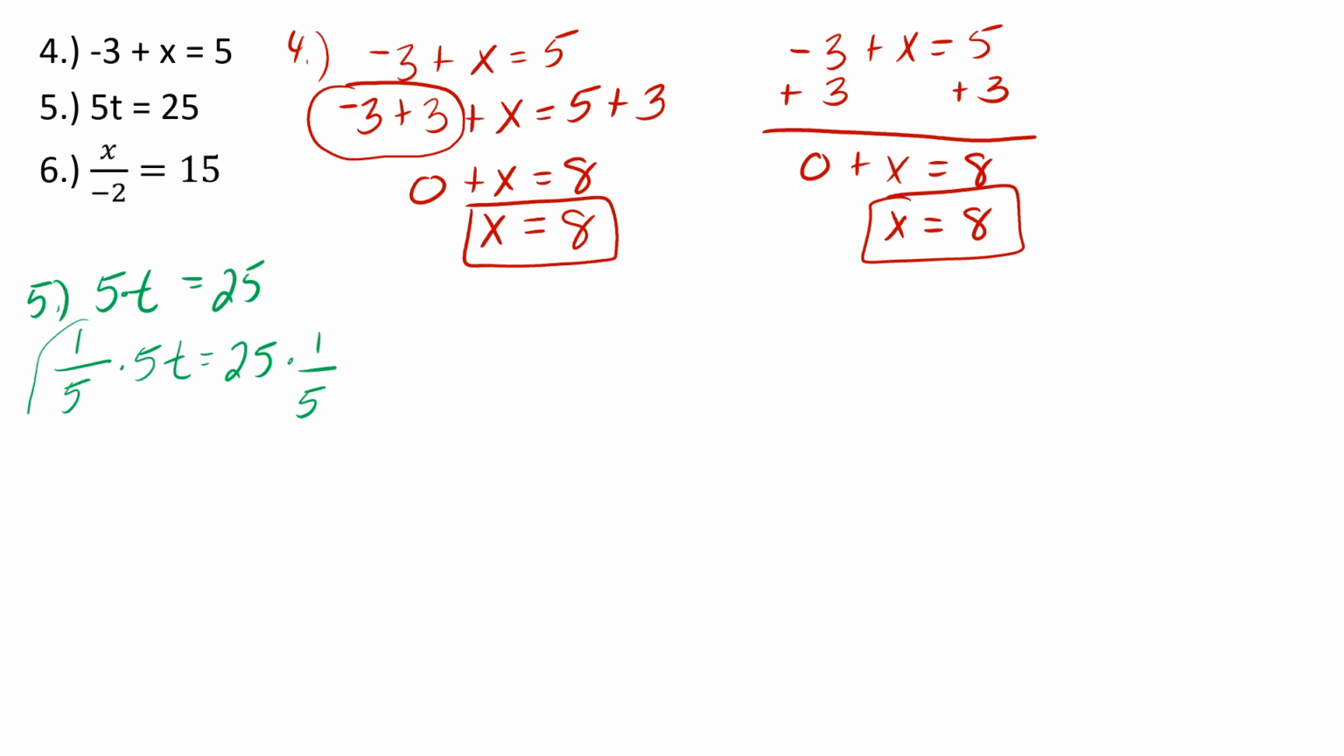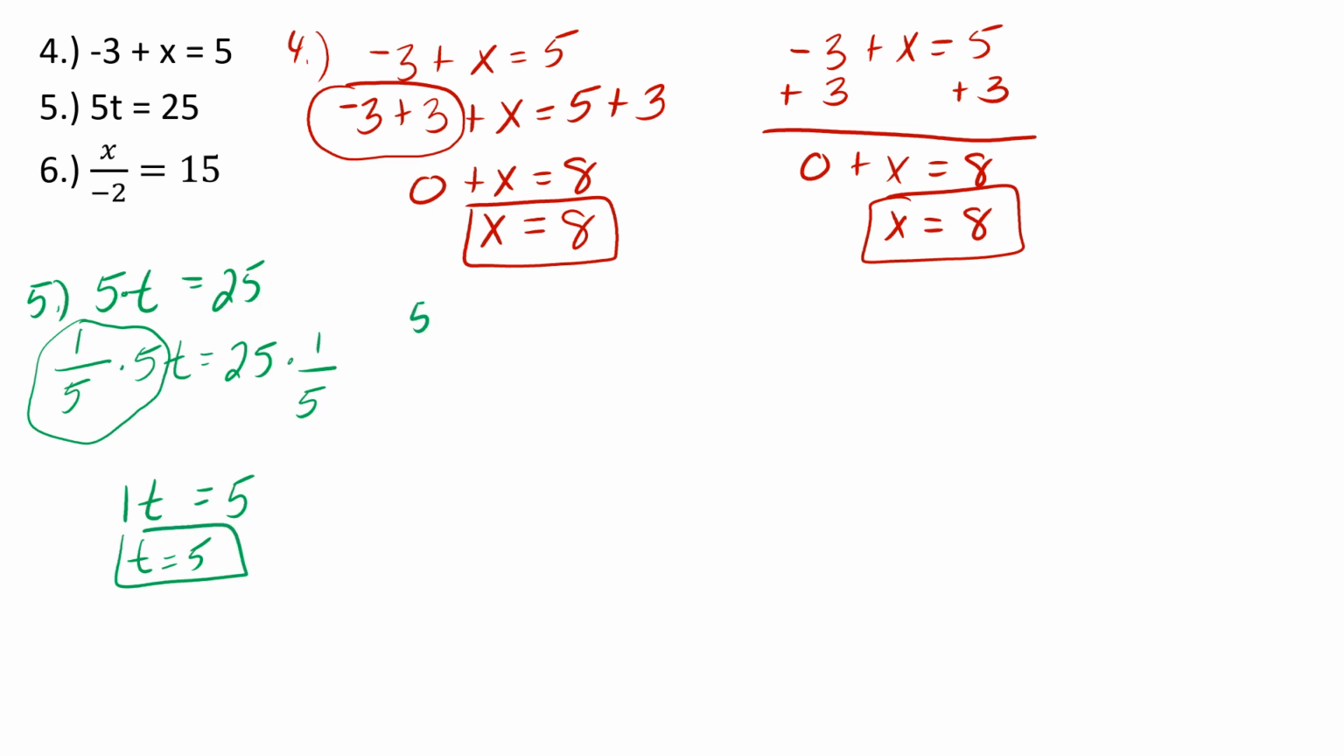And if I multiply the left by 1/5, I must also multiply the right by 1/5. 1/5 times 5 is equal to 1. And 25 times 1/5 is equal to 5. Or you could think 1/5 of 25. Kind of read it that way, 1/5 of 25. And 1 times t is just t.